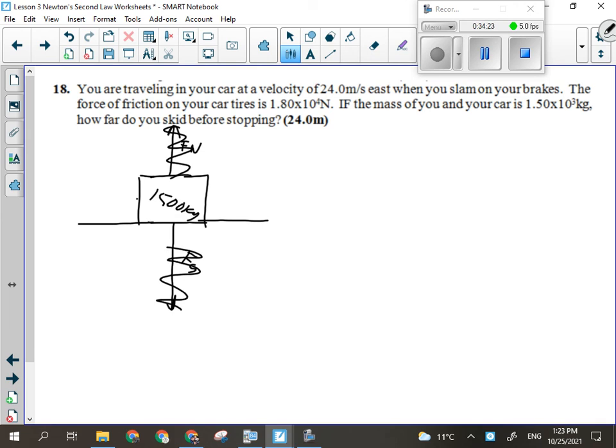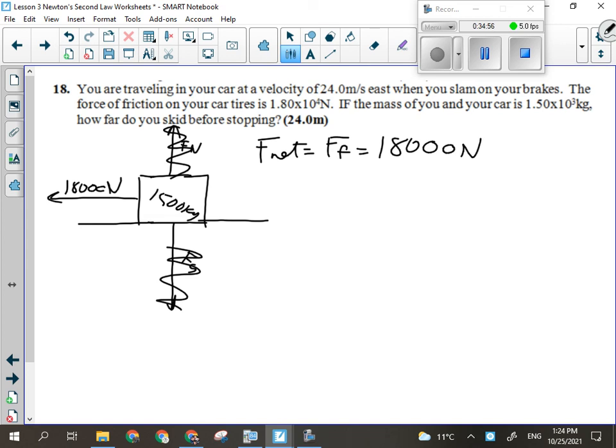That means this becomes my net force. If you have a question where you're on a level road and you slam on the brakes or you run out of gas and roll to a stop, what's stopping you is friction. There aren't any other forces that matter. The engine is no longer propelling you forward, so the only force present that matters is friction. So friction becomes my net force and has a value of 18,000 newtons.